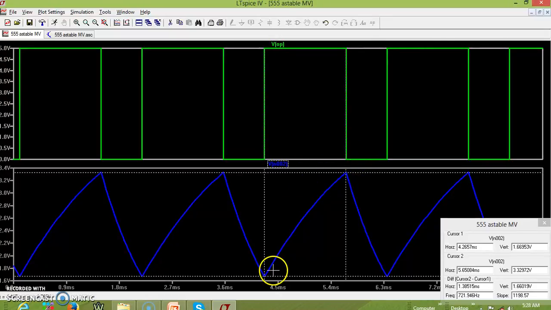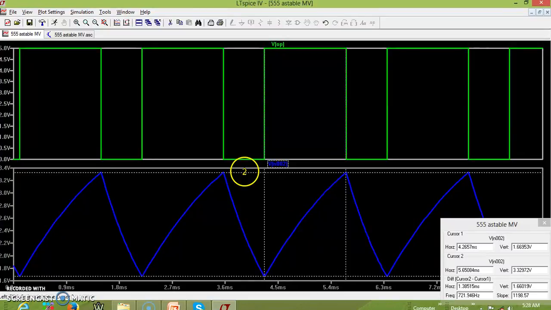Whenever this goes below 1/3 VCC, the output goes high, the transistor turns off, and the capacitor starts charging. If it tries to go above VTH, the transistor turns on, so the capacitor starts discharging. So that's what it is. Charging and discharging keep happening without any hurdle. That's why this is called an astable multivibrator.